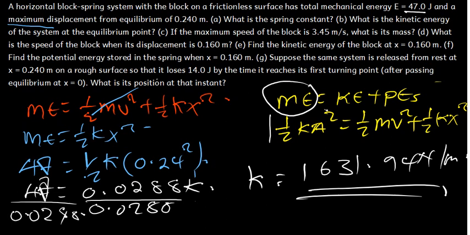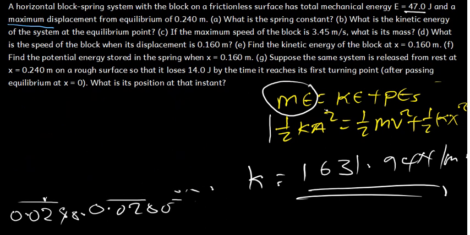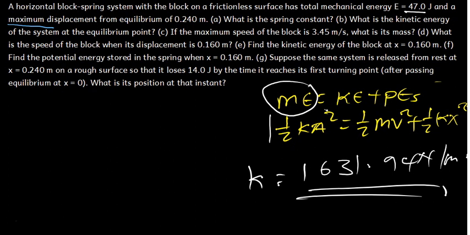So that happened to be my spring constant as 1631.94 Newton per meter. That is my spring constant. Then part B is asking us to find, they are saying, what is the kinetic energy of the system at the equilibrium position. Now at the equilibrium position x is always 0.